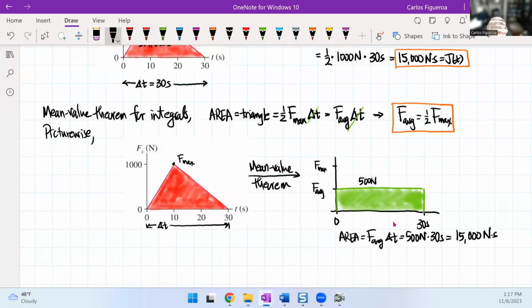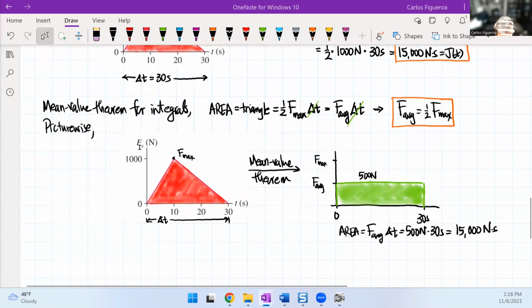So this second result of the mean value theorem is really powerful, and it's actually quite sexy. The reason I say that is because it's really nice. It can make things work considerably better conceptually as well as mathematically. So now, let's go back to part B. Now that I've calculated the impulse, let's look at part B.